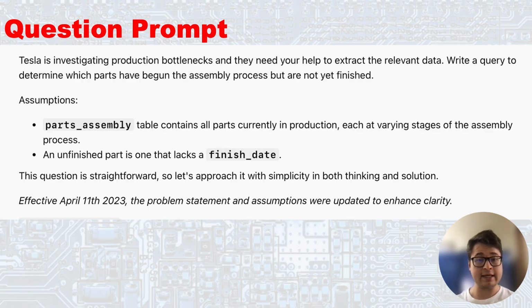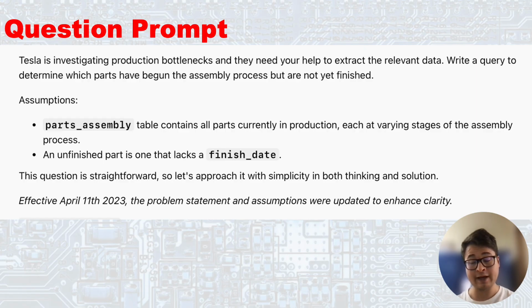Tesla is investigating production bottlenecks and they need your help to extract the relevant data. Write a query to determine which parts have begun assembly process but are not yet finished. Assumptions: the parts assembly table contains all parts currently in production, each at varying stages of the assembly process. An unfinished part is one that lacks a finish date.